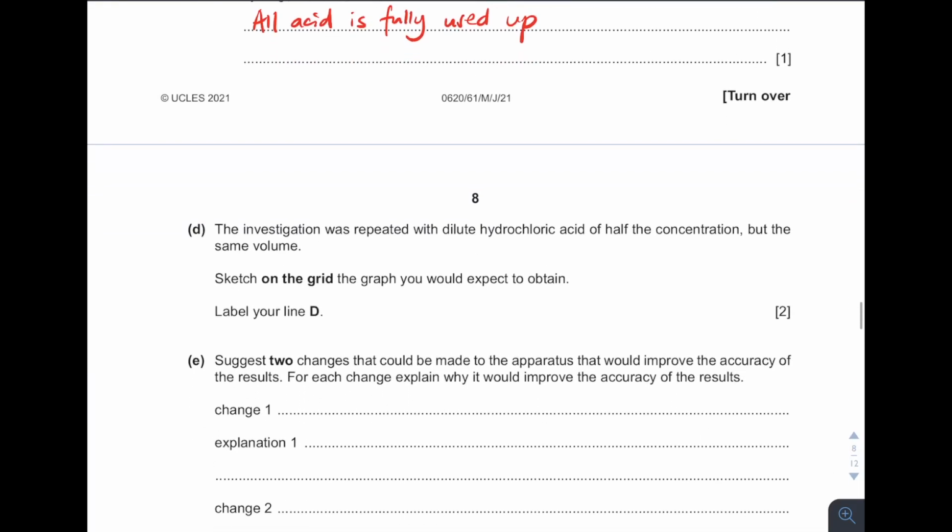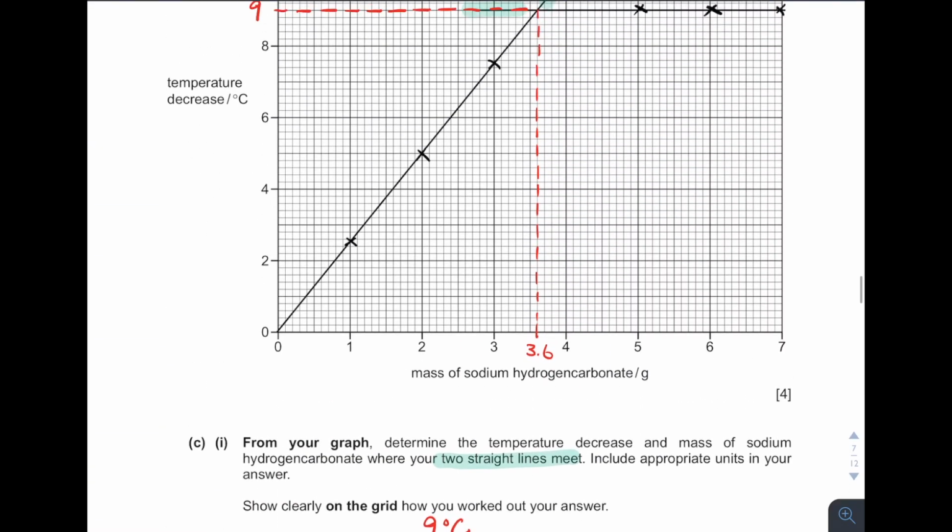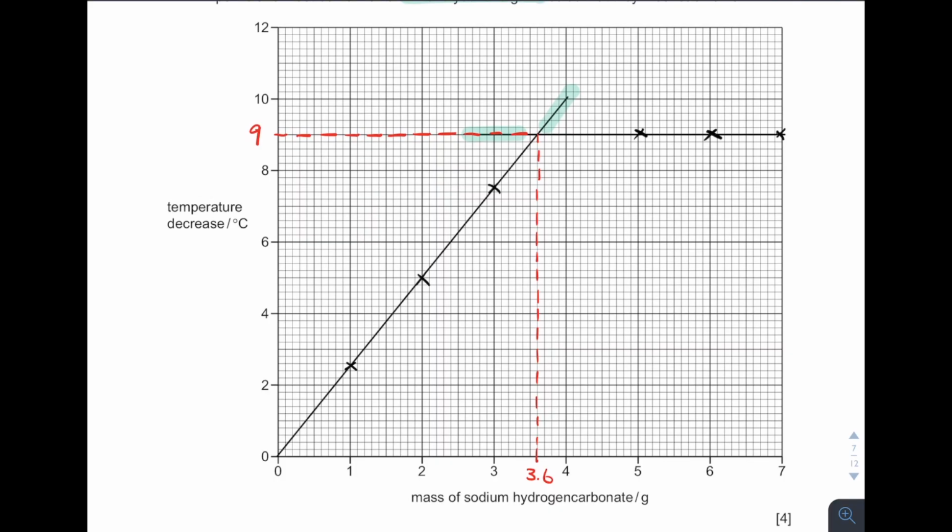Next one. The investigation was repeated with dilute hydrochloric acid of half the concentration but using the same volume. So sketch on the grid the graph you would expect to obtain. When the concentration decreases by half, what happens to the temperature decrease? The temperature decrease will also be halved. 9 divided by 2, you get 4.5. So we know that 4.5 is supposed to be somewhere around here.